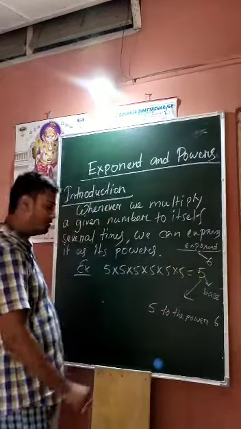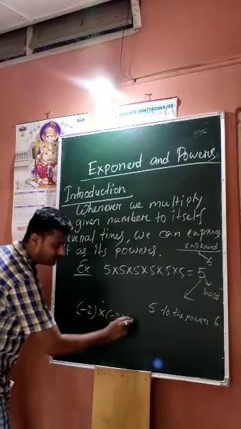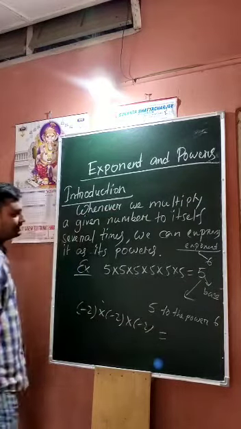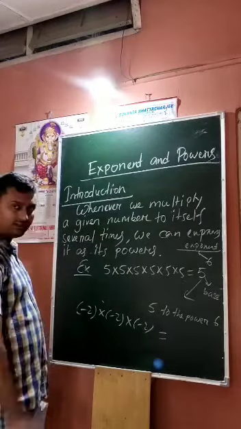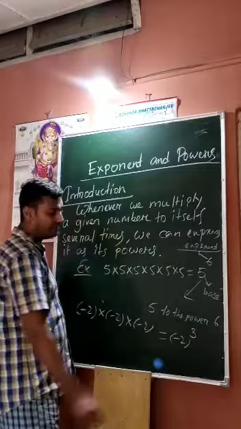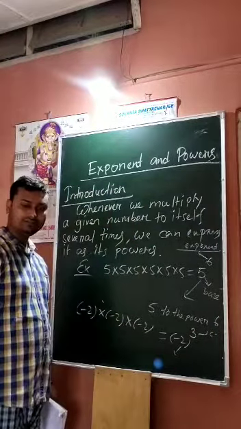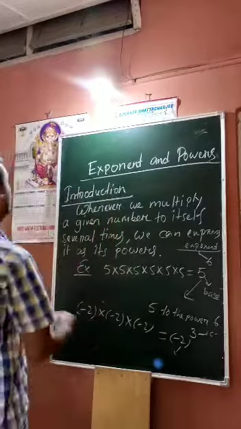Clear? Another example: minus 2 into minus 2 into minus 2. If you multiply minus 2, 3 times by itself, then you can write minus 2 whole to the power 3. Again, this is the exponent and this is the base. Okay, so come to the next part.